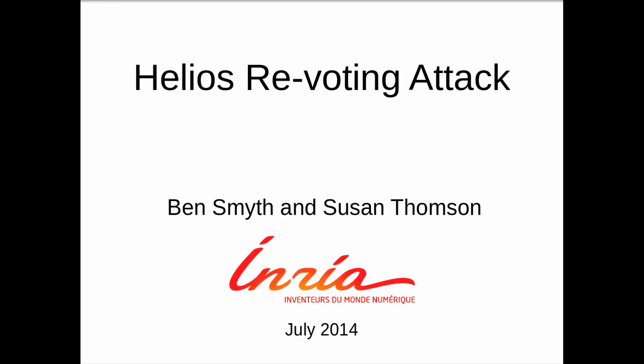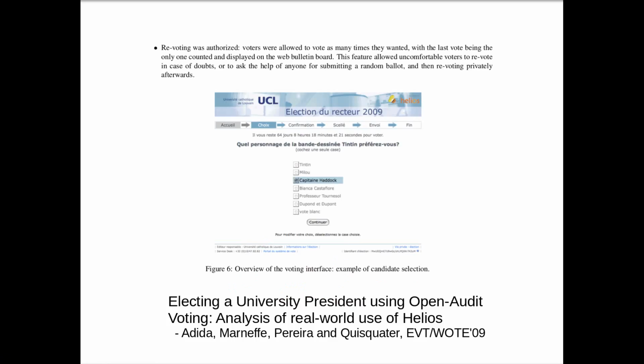This video demonstrates a man-in-the-middle attack against the Helios electronic voting system. The attack exploits Helios's re-voting feature, which allows a voter to ask for help in submitting a ballot, and then once comfortable with the voting process, re-vote privately afterwards. The first ballot can be considered a practice ballot, which will later be overridden by the privately cast ballot.